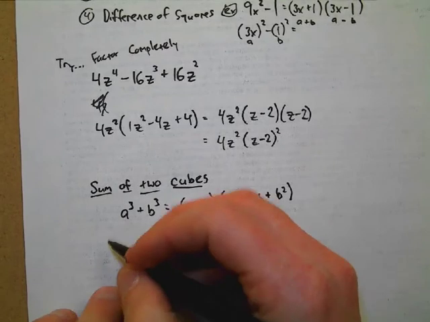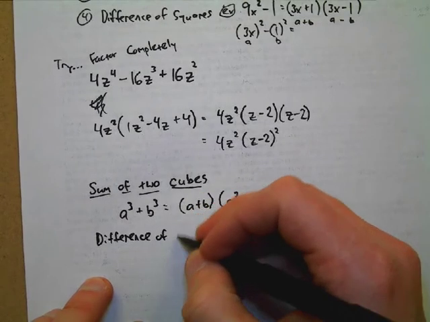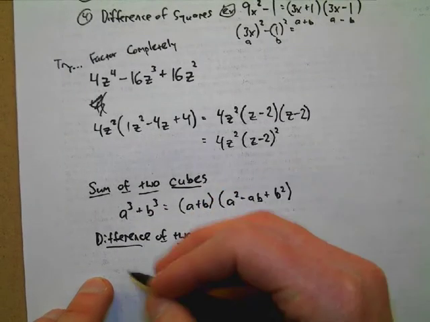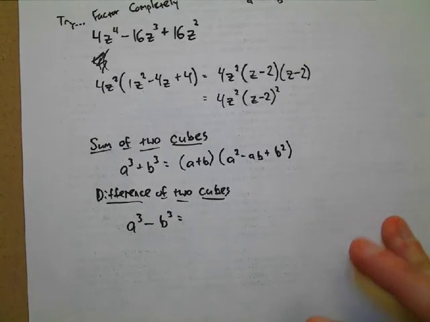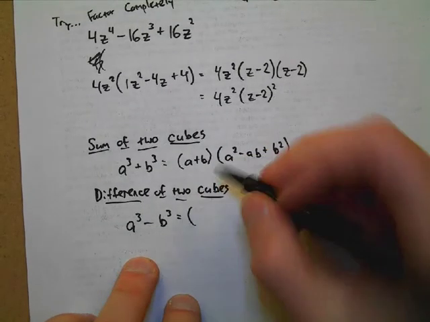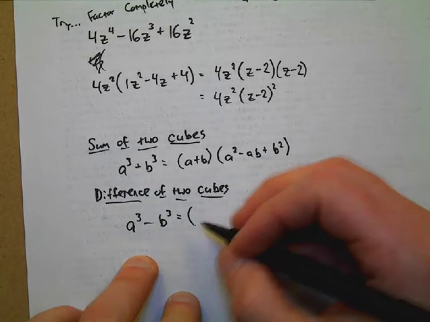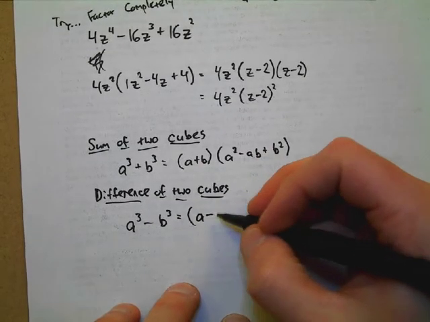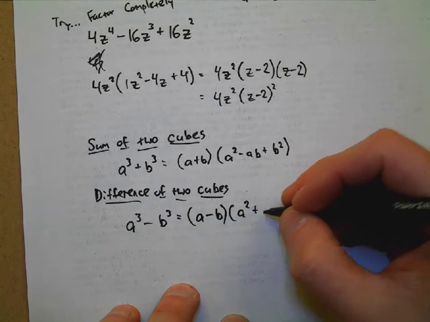And there's a difference of cubes: a to the third minus b to the third. Difference of two cubes. And the good news is that the letters do not change at all. It's just the signs. For a sum of two cubes, we had a cubed plus b cubed equals a plus b, a squared minus ab plus b squared. What's going to change with minus is that some of the signs will change. So the a plus b becomes an a minus b, and then this becomes a b.